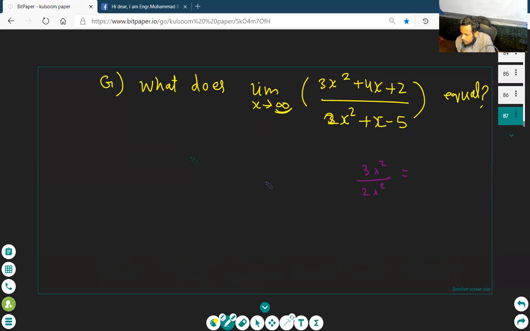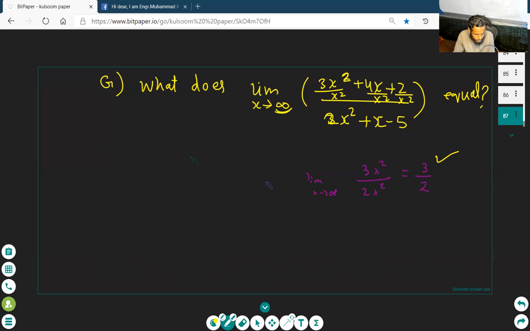It's going to be 3/2. In this type of question we divide by x square. You are dividing by x square. I got 3/2, that's the answer. We can also do it by dividing by the maximum power of x square. So good. Now we do the practice questions.